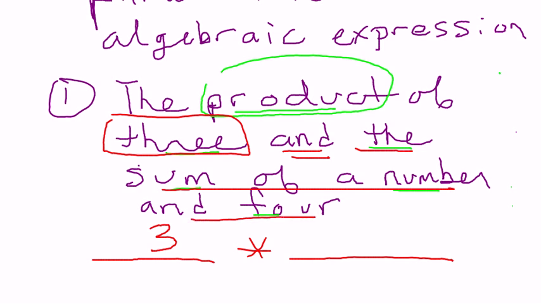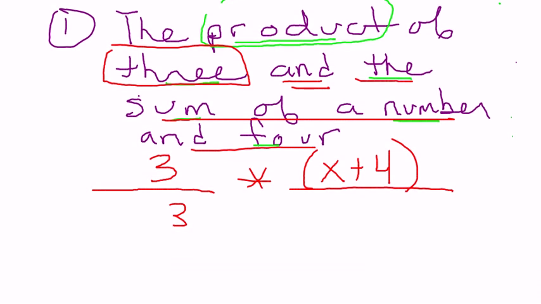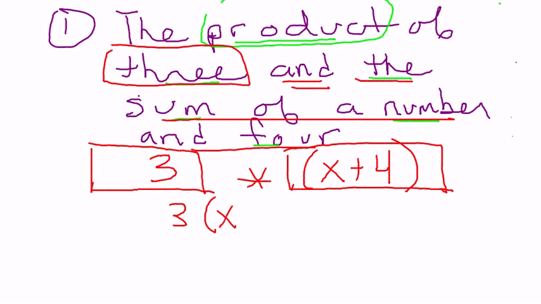So the product of 3 and the sum of a number and 4. How do you say sum of a number and 4? Sum means plus. So here's the sum of a number and 4. But I want 3 times that entire expression, so I'm going to need parentheses. So I have 3 times some expression. Another way to say that is 3 parentheses that expression. So that translates to the product of 3 and the sum of a number and 4.